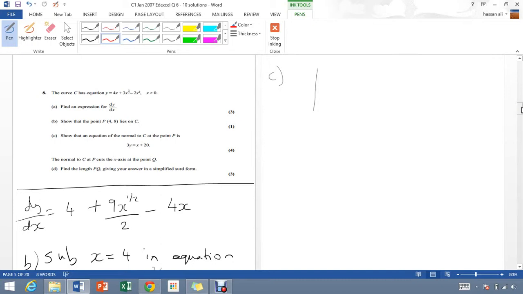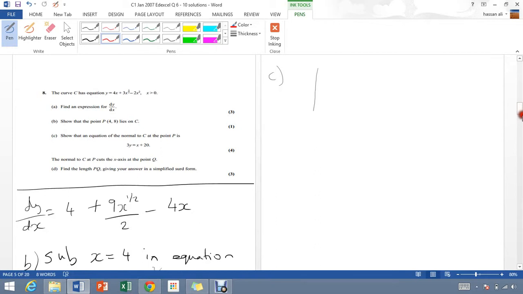Okay, so remember we're just multiplying the indices. So 3 over 2 times 3 will give you 9 over 2. You're taking away 1 from 3 over 2, which will give you a half, and then 2 times 2, which is 4, so it just gives you minus 4x. Okay, simple as that. Part B is now asking show that the point P for it lies on C.